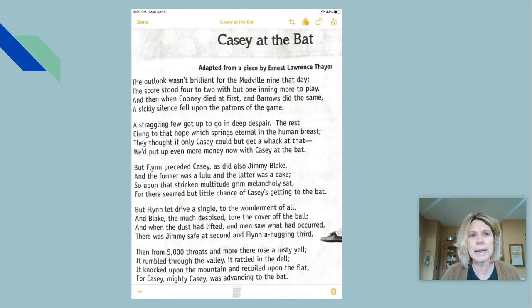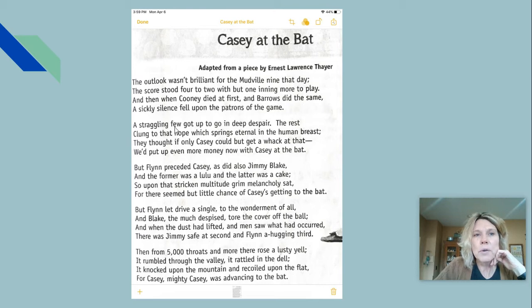So I think that this has a 4 pattern rhythm to it. 4 beats per line. Now, when we get up to here, this changes the story. This is tough. And I even went online and listened to it. So it should be read like this. A straggling few got up to go in deep despair. And because there's a period there, we're going to have a little break, the rest break, because it's the end of the line. So let's try that again.